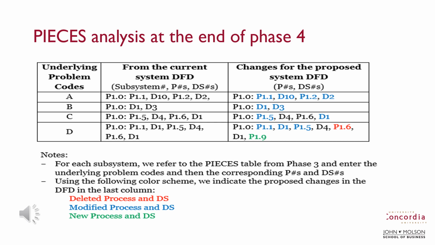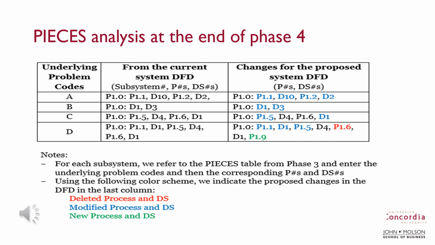Since we are analyzing only one of the subsystems in KK Canvas's case, there is only P1.0, the first subsystem. But you know that you can include as many subsystems as you have in the system that you're analyzing. Now, most of the proposed changes in the last column are easy to understand, but I would like to go over one that might be a bit more challenging, which is process 1.6 and 1.9.